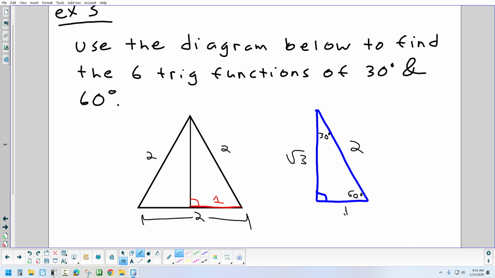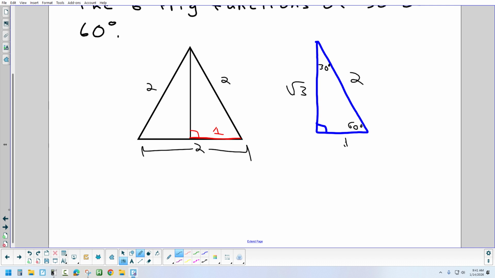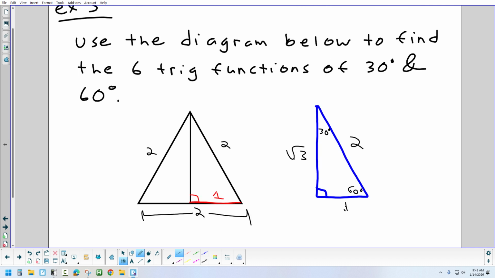Okay. So now you could find all your trig functions of 30 and 60. Is there any question how you would find the 6 trig functions of 30 and 60? Just remember for 30, use that as your reference point. 1 is opposite, root 3 is adjacent. When you do 60, root 3 is opposite, and 1 is adjacent. Okay? So you're going to get very similar answers when you do the 30 and the 60. They're just going to change places.